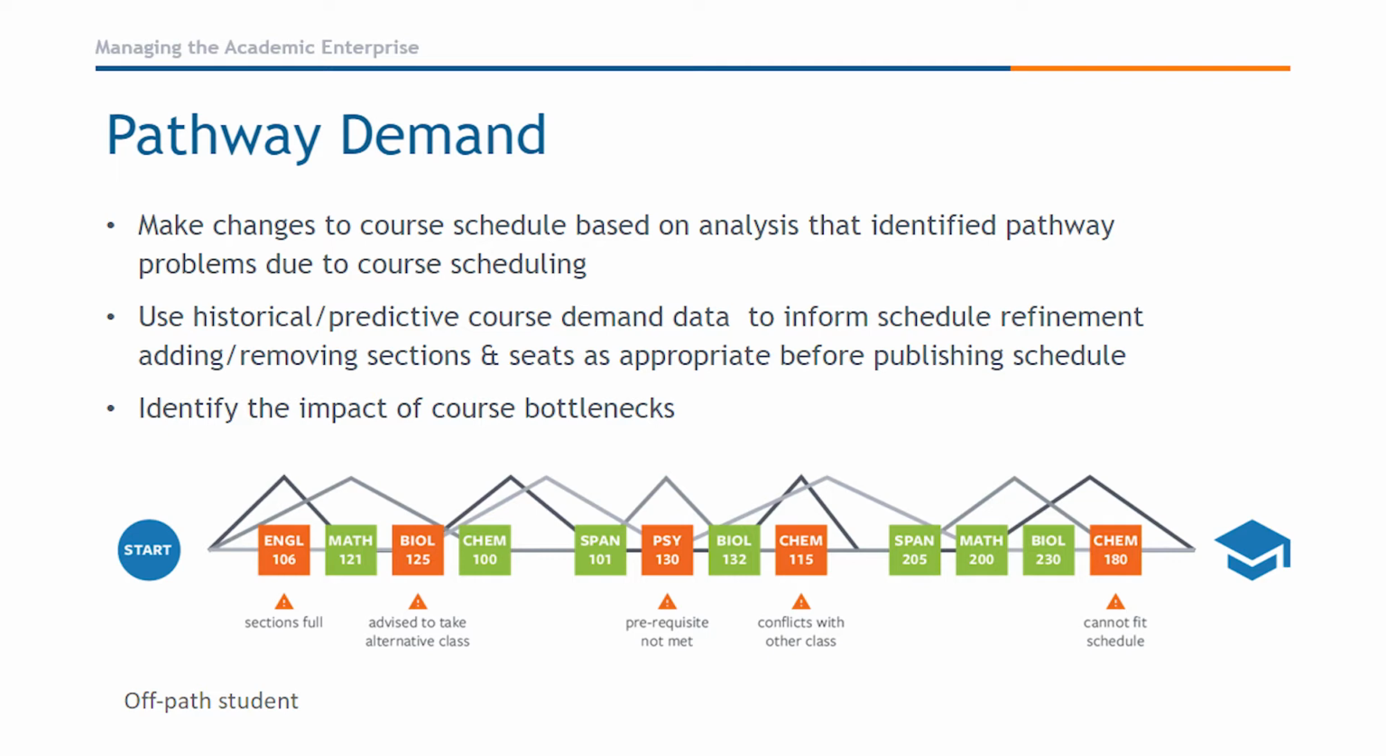English 106 is full, Psychology 130 is in the second term of the pathway, but the prerequisite has not been met. Chemistry 115 is offered at the same time as Biology 132, so the student cannot complete both courses. And Chemistry 180 may only be offered in the daytime, and this student is a night student. While an institution may not be able to address all of these scheduling issues outlined, some of the issues may be addressed through planning and making adjustments to pathways or through adjustments to the schedule prior to registration. In some cases, lack of access to a single course in an early term can significantly delay graduation. Understanding these key courses can help institutions eliminate barriers to student success.